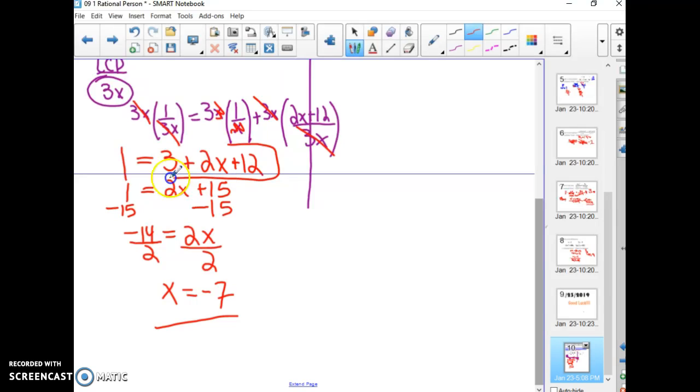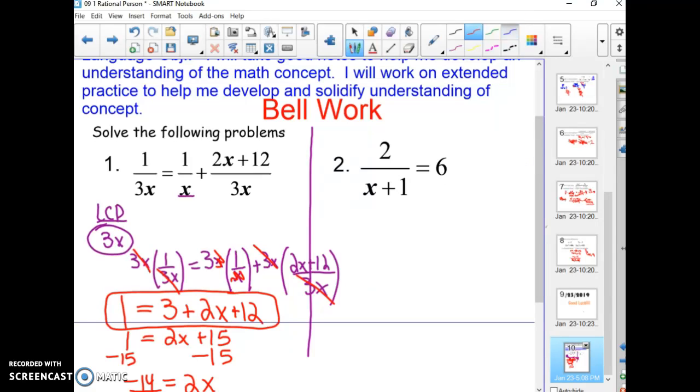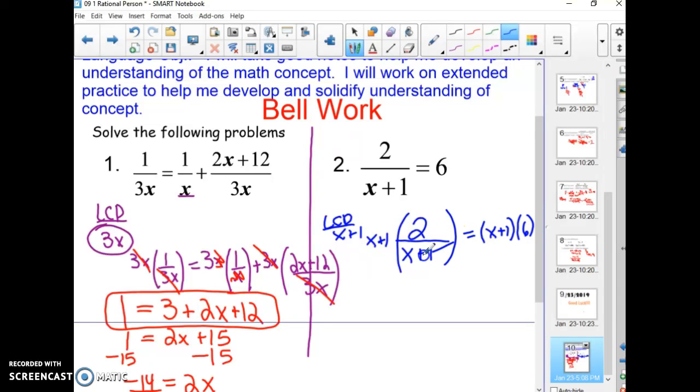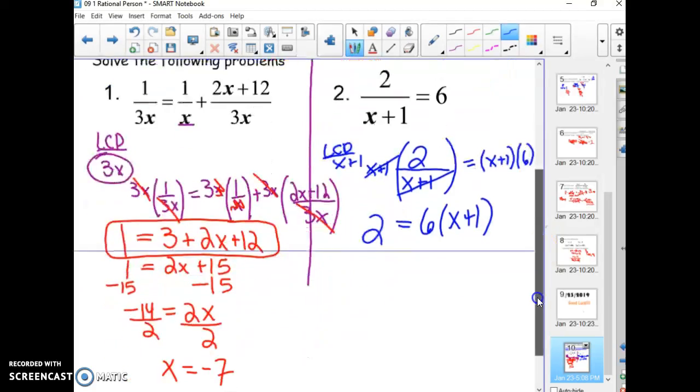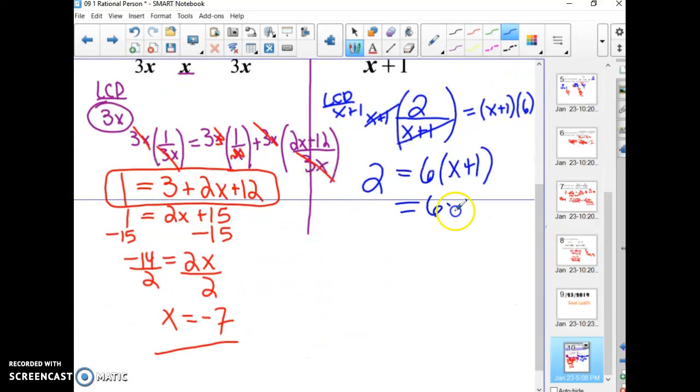The goal is to get yourself to an equation that you feel very comfortable solving. Over here, I've got to find my least common denominator, which is just x plus 1. So here we are, 2 over x plus 1. I've got to multiply this equation by x plus 1. And over here, I've got x plus 1, and I've got to multiply that by 6. Those cancel out, so on this side I'm left with a 2, and I get this 6 times (x plus 1). I've got to distribute, so that gives me 6x plus 6 is equal to 2.